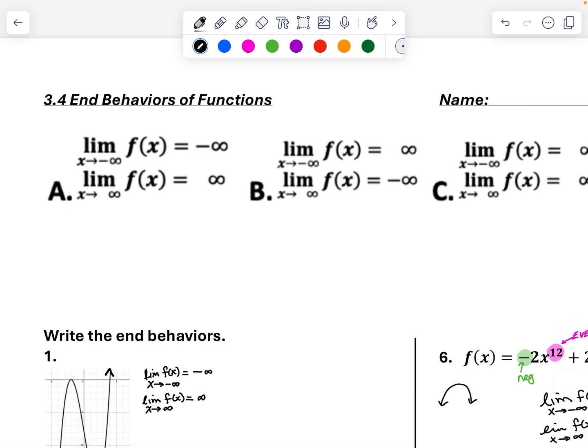So this graph will be odd power, positive lead. This is going to be odd power, negative lead. These are both going the same way.